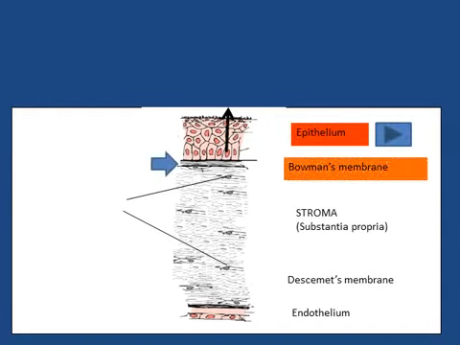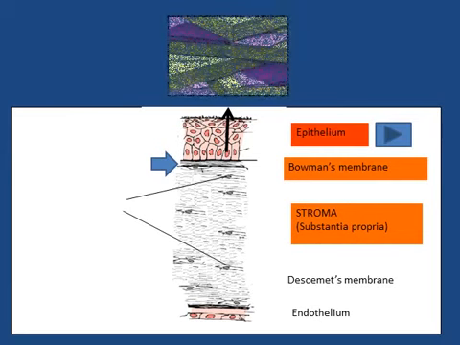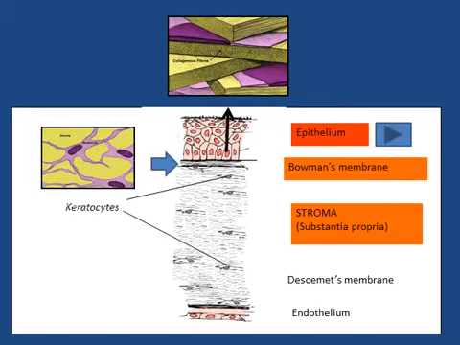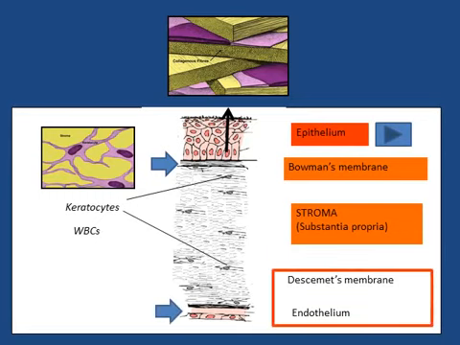The second layer is the Bowman's membrane. It is the most external layer of the stroma. If there is some injury to the Bowman's membrane, a permanent opacity will be there. Then comes the stroma, or the substantia propria. It is formed of collagen fibers, specially arranged and compact, and in between the fibers we get the keratocytes, the corneal cells, and also we have wandering white blood cells. On the back of the cornea we have the Descemet's membrane and the endothelium. The endothelium of the cornea cannot regenerate.